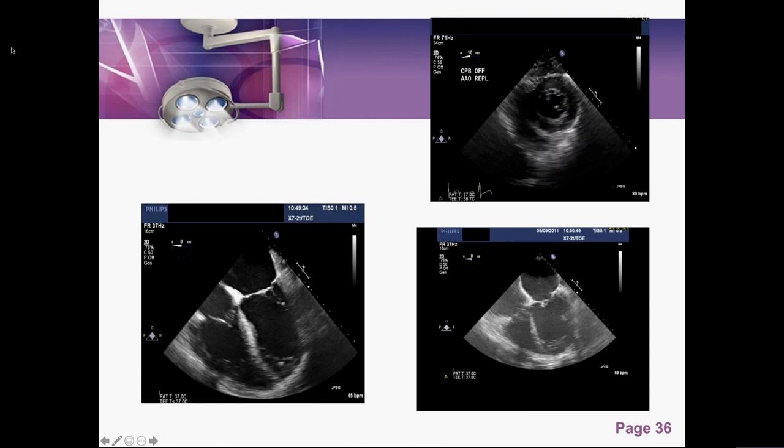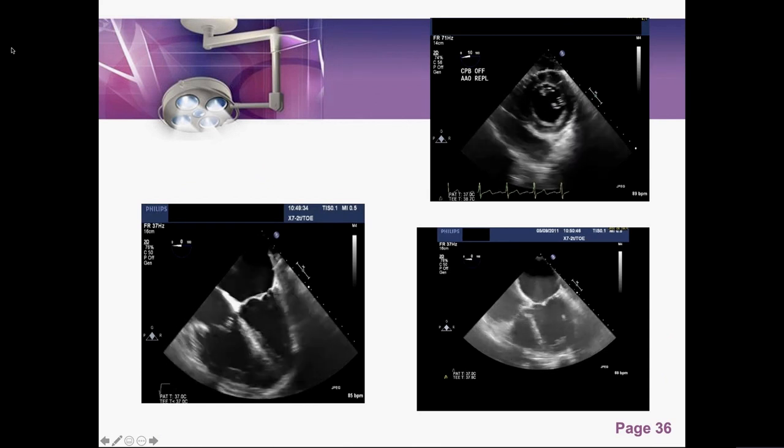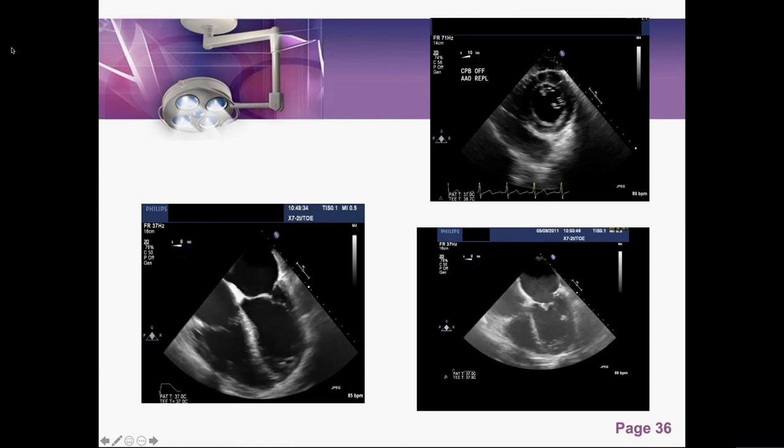This is transgastric short axis view to tell us about any wall motion abnormalities. And this is the mid-esophageal 4-chamber view. You can see the RV and the LV are not working properly, and the RA is very dilated, and the LA is very dilated. Again, here in the 4-chamber view, check for any unexpected surprises.